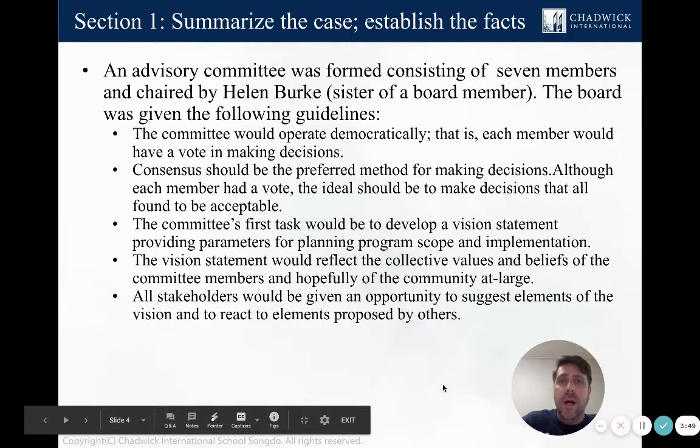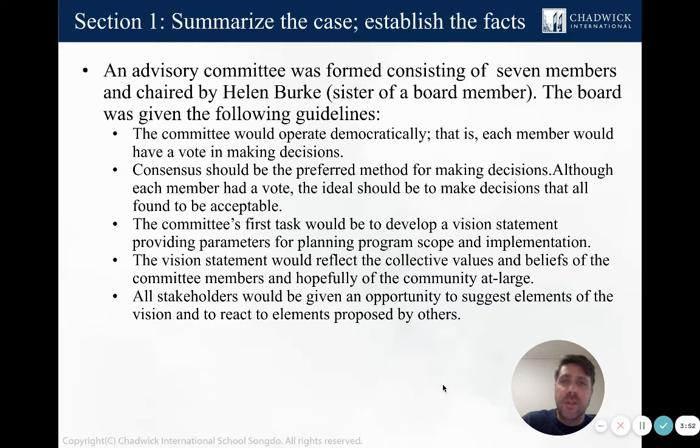Okay, so an advisory committee was formed consisting of seven members and chaired by Helen Burke, who is a teacher in the district. She's the sister of a board member. The board was given the following guidelines in how they were meant to help. First, the committee would operate democratically. That is, each member would have a vote in making decisions. Consensus should be the preferred method for making decisions. Although each member had a vote, the ideal should be to make decisions that all found to be acceptable.